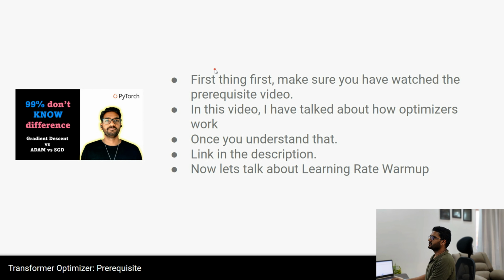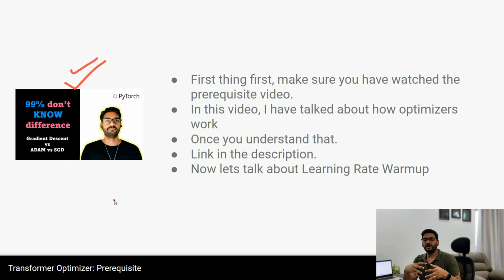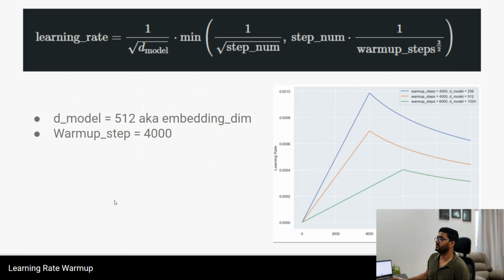Now, the first thing is you need to make sure that you have watched this video. This is a prerequisite of understanding how our optimizer works. And once you understand that, you will understand why we use Adam optimizer for this chatbot with one variation. And the variation is that we will use a learning rate warmer. And that learning rate warmer will be defined by this formula.